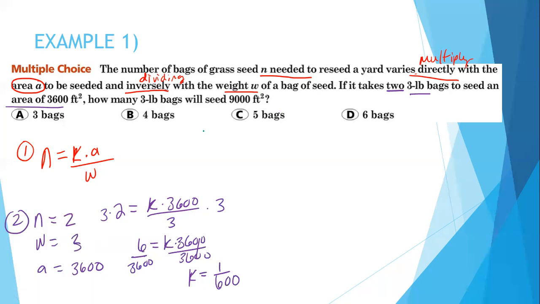So now we go to step 3, we write our function model. Our function model is N equals K times A over W. So our K is 1/600 times A over W. Can I clean this up? Yes. So N equals A over 600W.